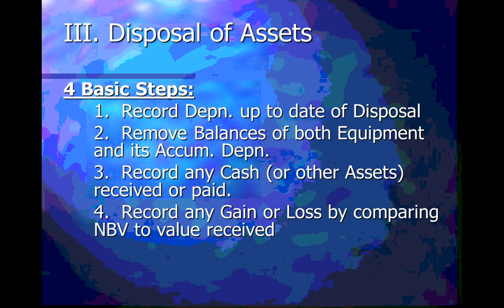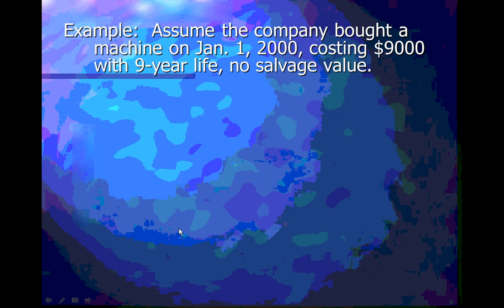Okay. So one common example of these will be trading in of vehicles, and you guys can relate to that if you've ever done that at a car dealership. The fourth step of this is we have to record any gain or loss by comparing the net book value of the asset to the value we received, whether it was cash or some other asset. Okay, so these are our 4 steps. Follow them every time, and I'll show you some samples to work your way through that.